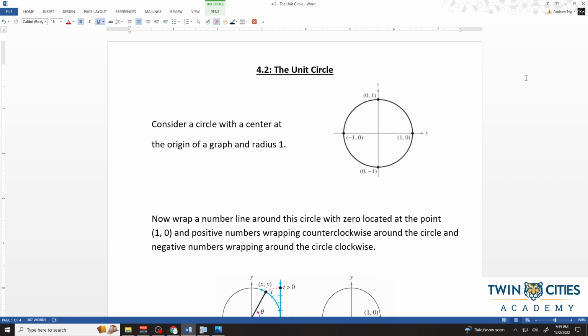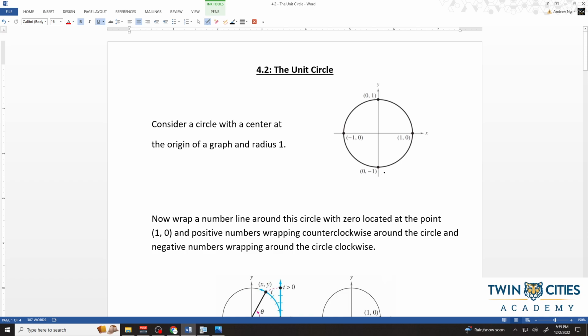Let's consider this circle with its center at the origin of a graph and its radius 1. So if it's at the center of this graph here, and it's got a radius of 1, it will definitely hit these 2 points on the x-axis and these 2 points on the y-axis. So all of these points together are (1, 0), (0, 1), (-1, 0), and (0, -1).